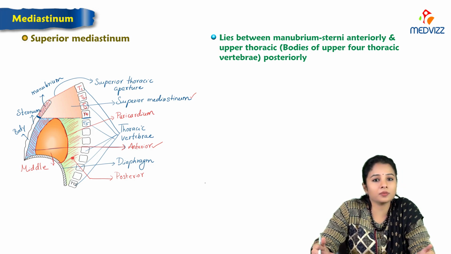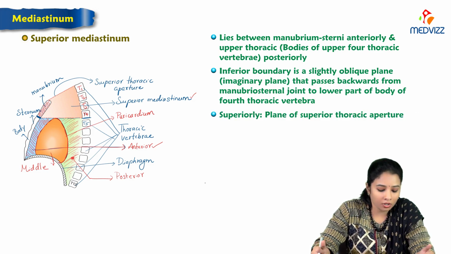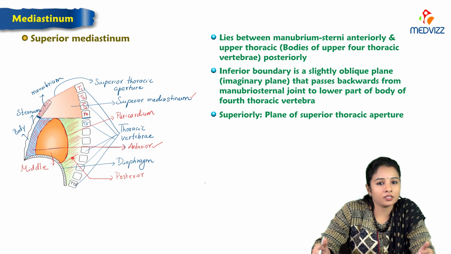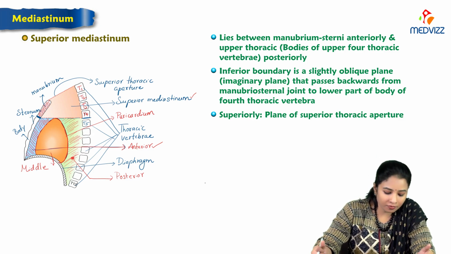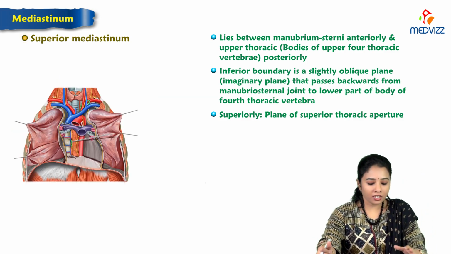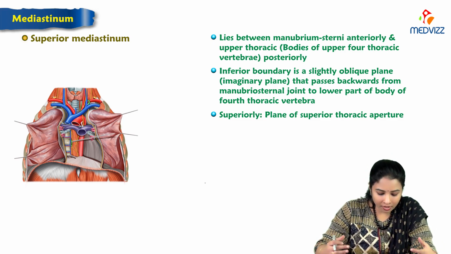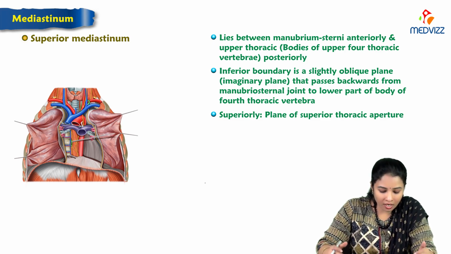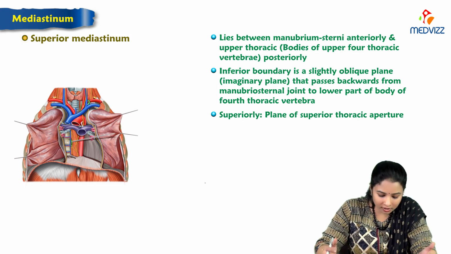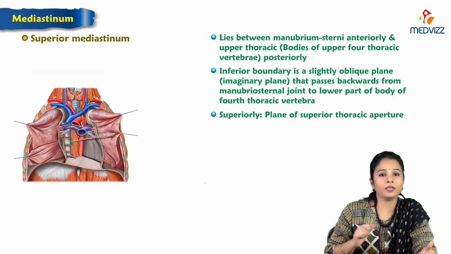This superior mediastinum is separated from the inferior mediastinum by an imaginary plane. Superiorly it is related to the plane of superior thoracic aperture, and inferiorly by this imaginary plane. So here is the image exposing the superior mediastinum by removing the pericardium, heart and sternum and all the anterior part of the ribs and costal cartilages. All these are removed, even the clavicles, to expose the superior mediastinum.